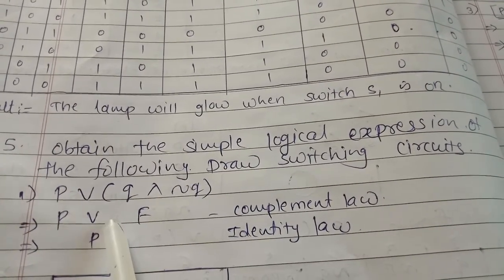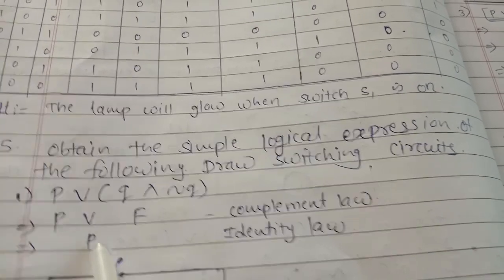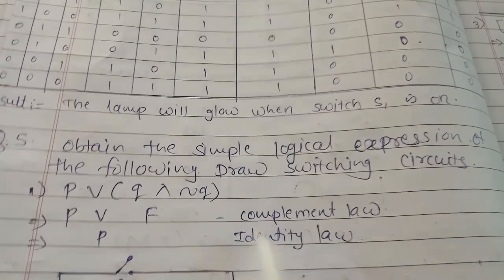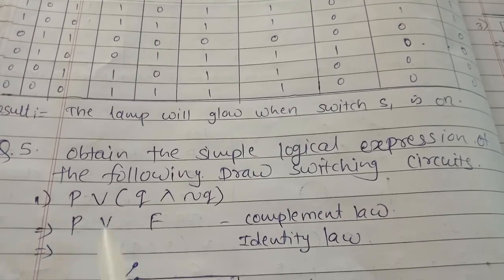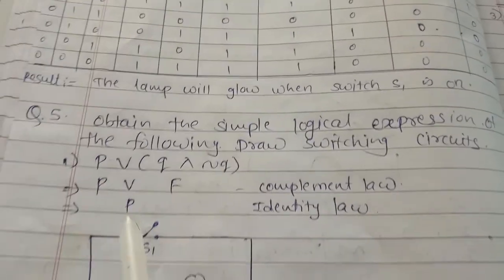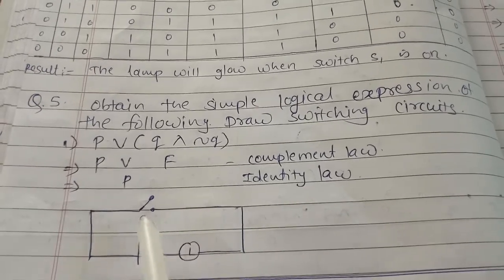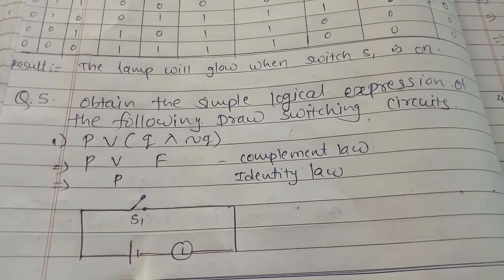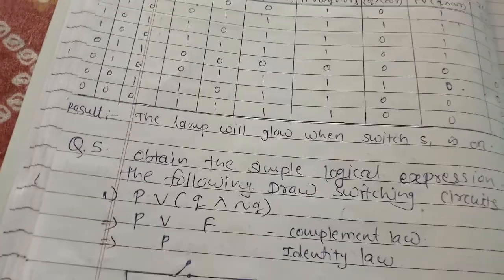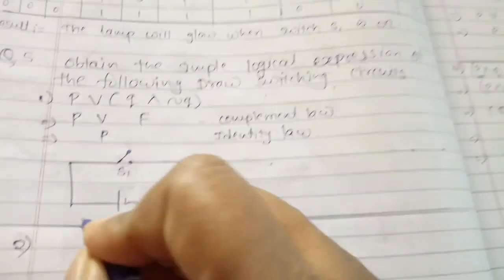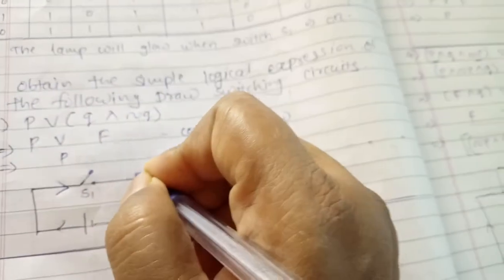So P disjunction F, it is always P, we get by identity law. So we get the answer, that is P, means in this circuit there is only one switch. So we write the switching circuit like this one, only one switch, that is S1. Here we have to show the arrows. So this is all about the first example.